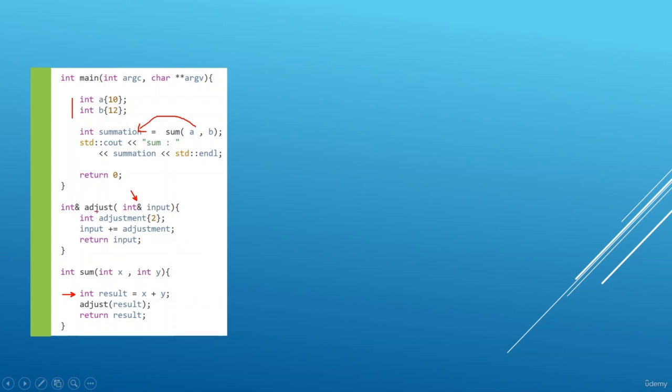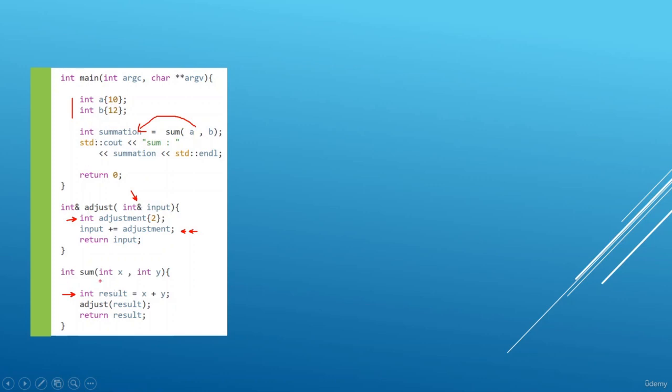And once we hit the body of adjust, we're going to set up an adjustment variable, and we're going to add that to whatever we got as our input. And because input is a reference, we're going to be modifying whatever was passed to us. And the changes we do in the adjust function here are going to be visible to whoever calls the adjust function.